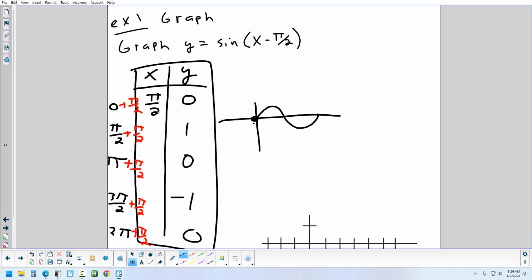So pi over 2. The next one, pi over 2 plus pi over 2, already has a common denominator. What's 1 pi over 2 plus 1 pi over 2? 2 pi over 2, or just pi. Right? How about this one? Let me do it off to the side. Pi plus pi over 2. What's the common denominator going to be between pi and pi over 2?